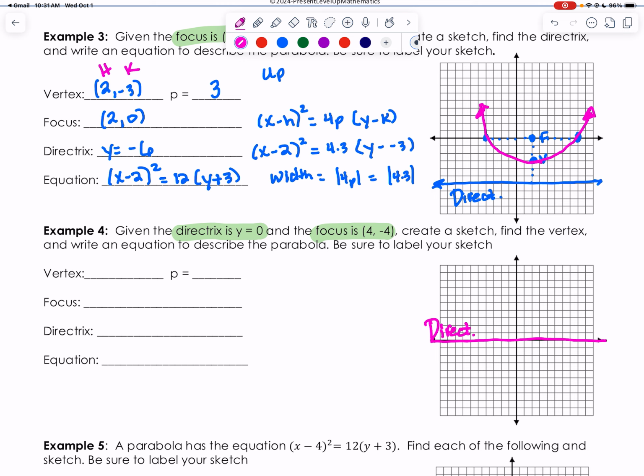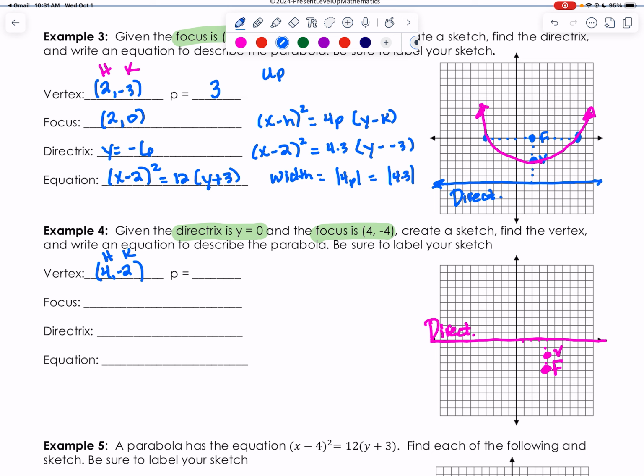Okay, our focus is (4, -4). 1, 2, 3, 4. 1, 2, 3, 4. All right, so there is our focus. And be sure to label that as F. Now, the vertex is halfway in between those two. They're 4 units away from each other. So the vertex would have to be 2 units above the focus. There's our vertex. All right, so our vertex is going to be at (4, -2). So that's our h, that's our k.